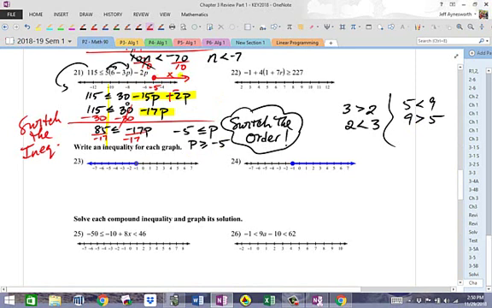Okay? All right, 23, write the inequality. Well, if x is to the left of negative 1 and it's open here, then x has got to be less than negative 1. It's all real numbers less than negative 1. All reals less than negative 1. Okay, so remember, x is all reals.